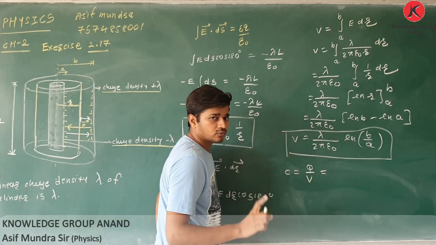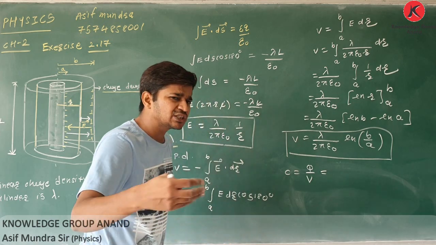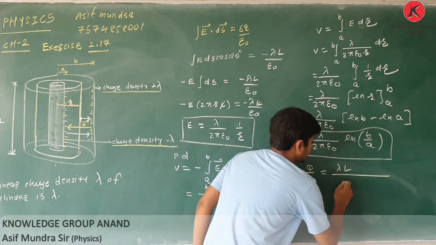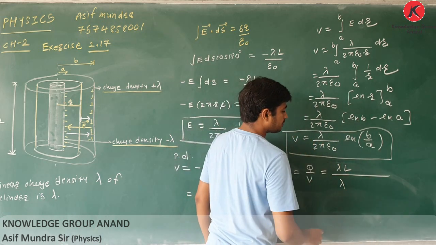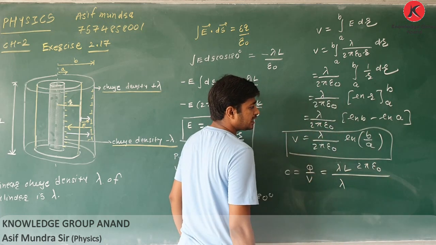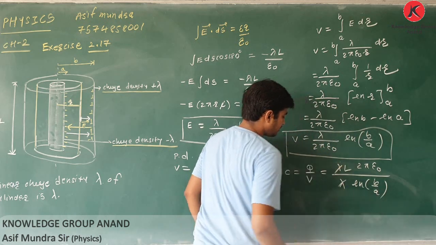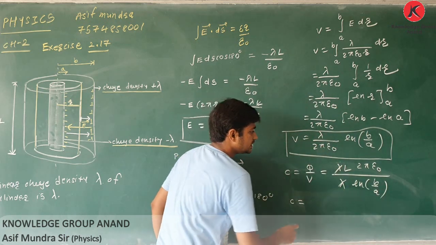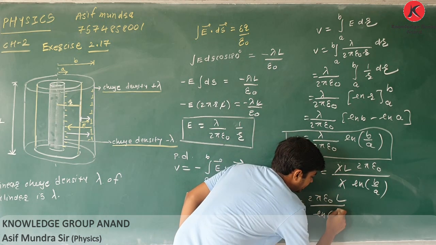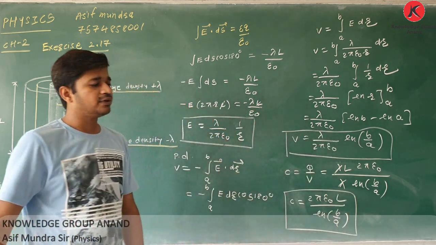What is Q? It is the charge on the plates of the capacitor, meaning the charge on the inner cylinder or on the outer cylinder. It is lambda L, divided by the equation of V, which is lambda upon 2 pi epsilon 0 ln B upon A. With 2 pi epsilon 0 in the numerator, lambda cancels. So C is equal to 2 pi epsilon 0 L upon ln B upon A, and this is the equation of capacitance.